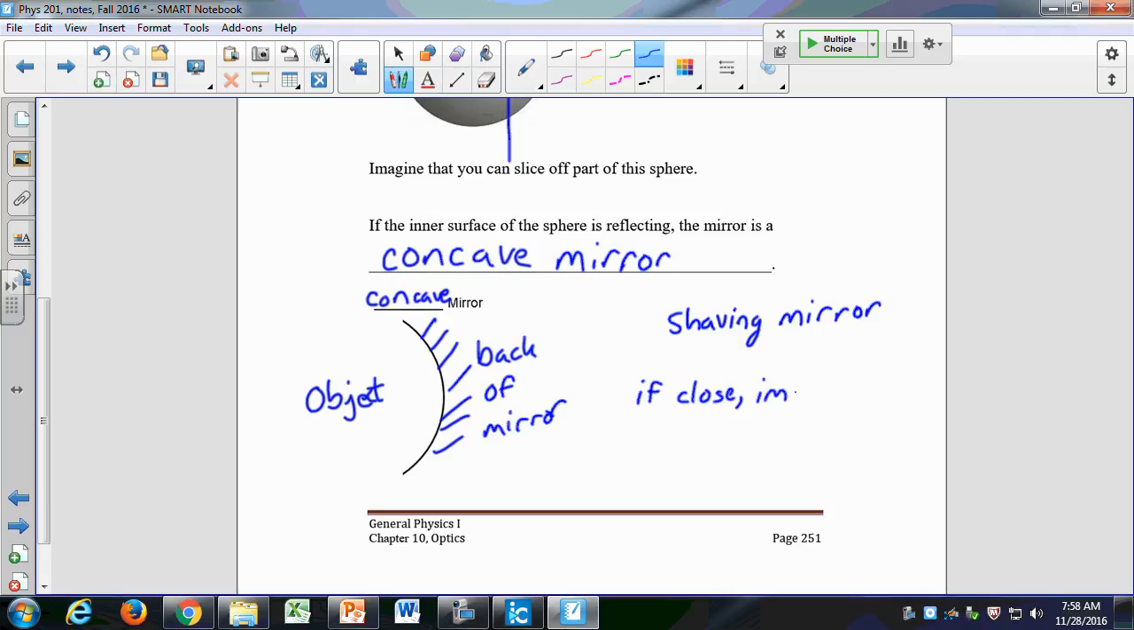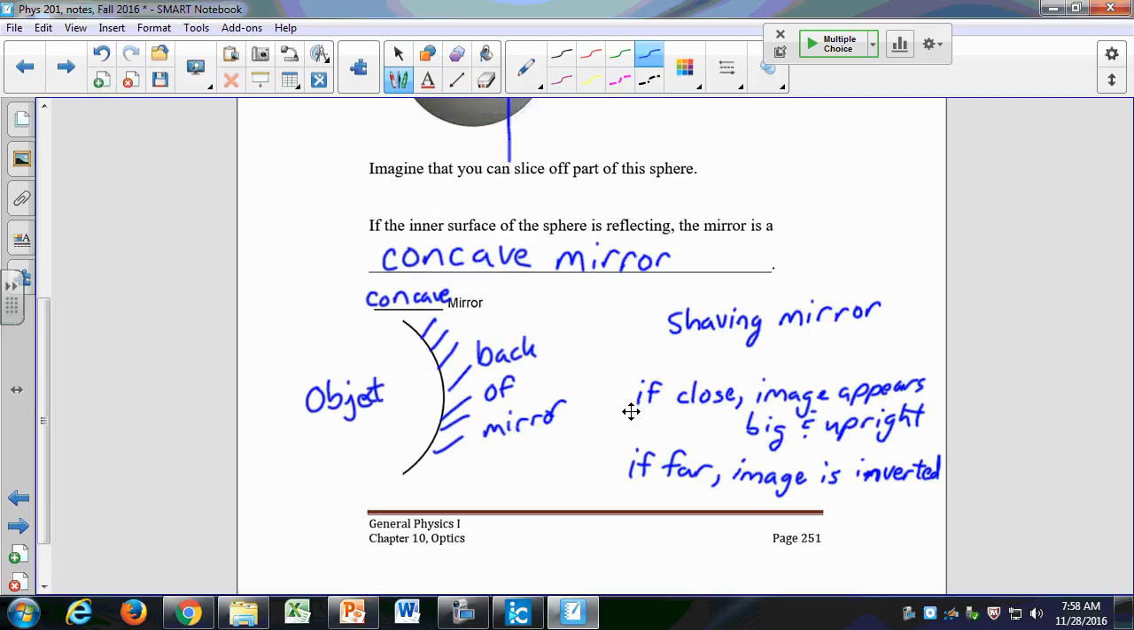If you're close, the image appears big and upright. If you're far away, the image is inverted. And it may be big or small. It depends on the mirror. We'll figure out how to do this mathematically later in the chapter. But just for now, begin putting this in your mind because it'll be important that you know what types of mirrors produce what types of images.